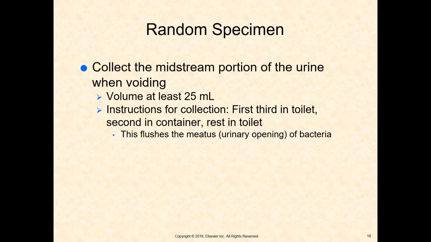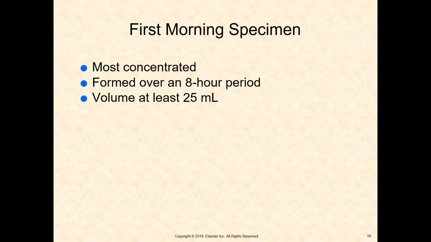And when we get to the microscopic part of urine, we'll have you guys probably do both so that you can see the difference. All right, the next one is a first morning specimen. This one is usually pretty ideal as it's the most concentrated. If they're looking for some type of a metabolic abnormality, usually this will pick it up because it is more concentrated. You get up and go to the bathroom the first thing in the morning, your urine's more dark yellow. That means there's more stuff in it for us to test. It's formed over an 8-hour period, so it's been sitting in your body for that long, and the volume is usually at least 25 mLs, if not a lot more.